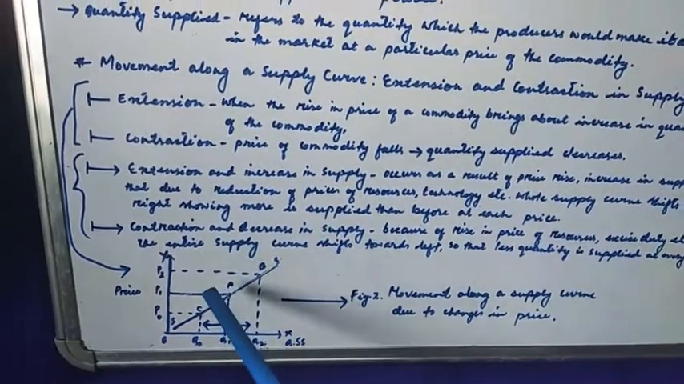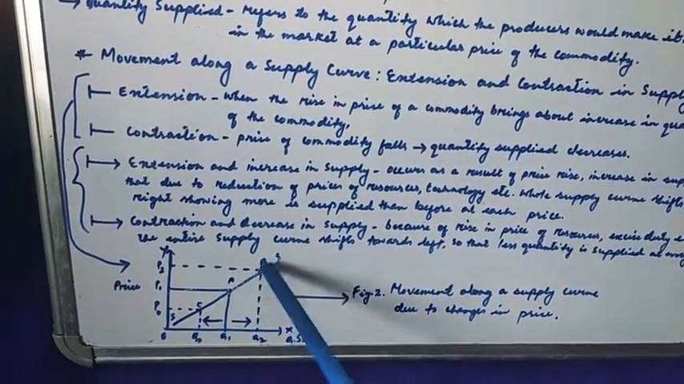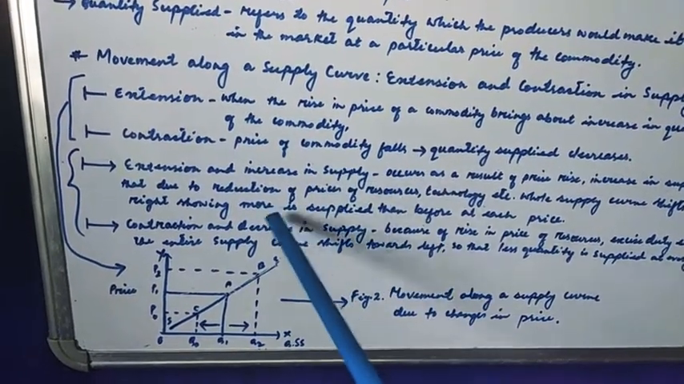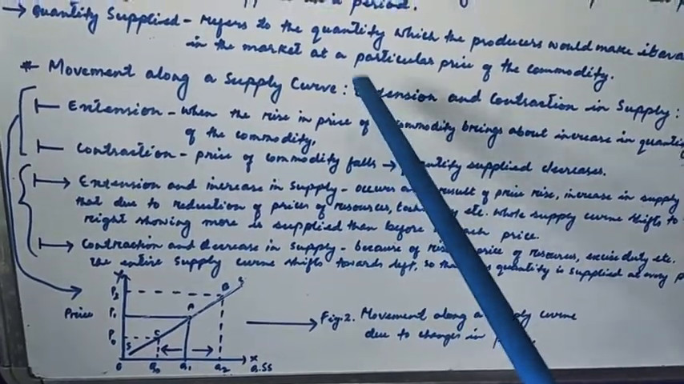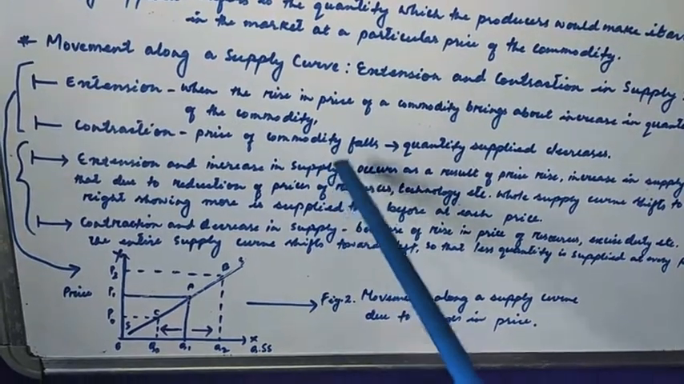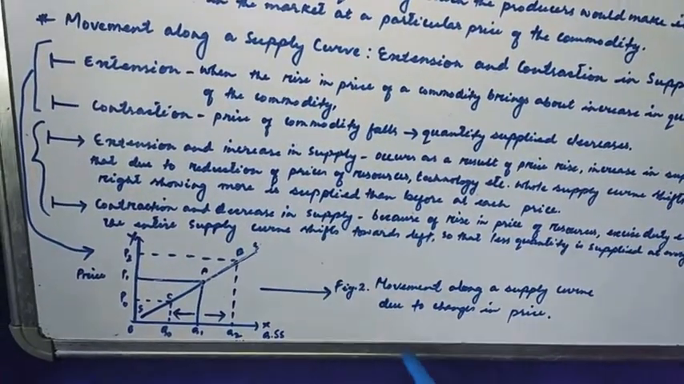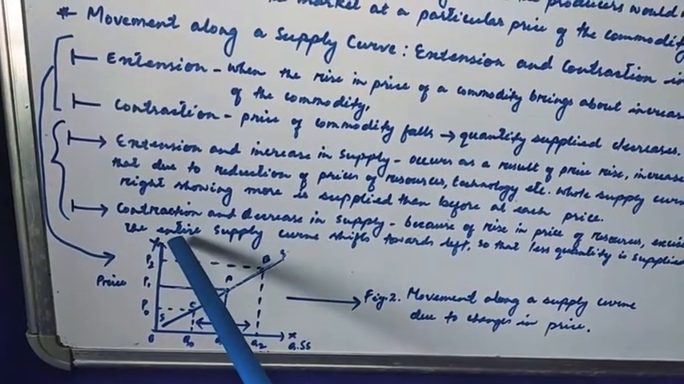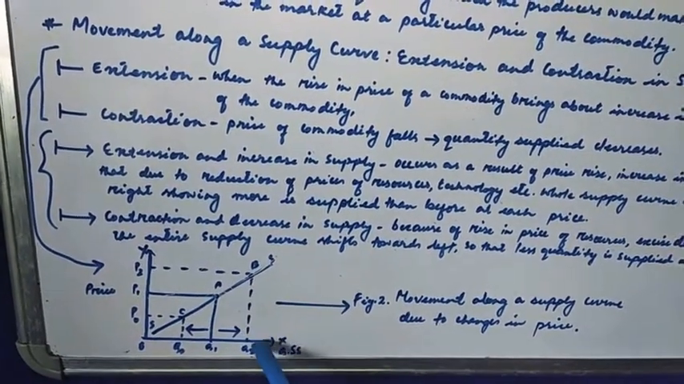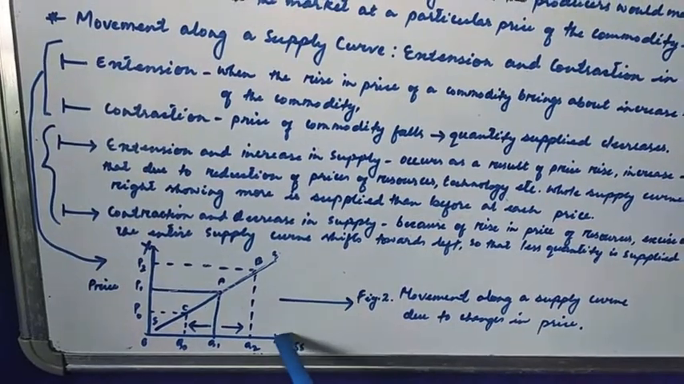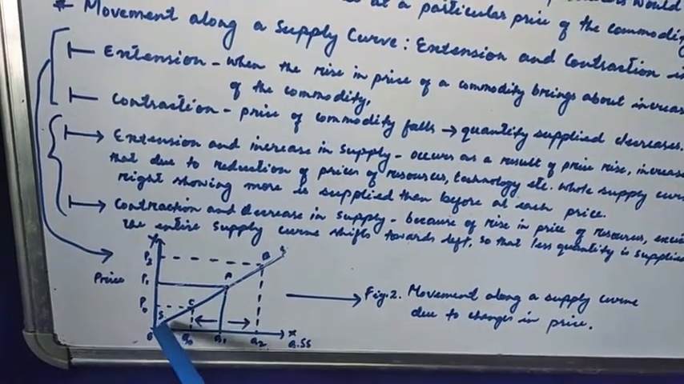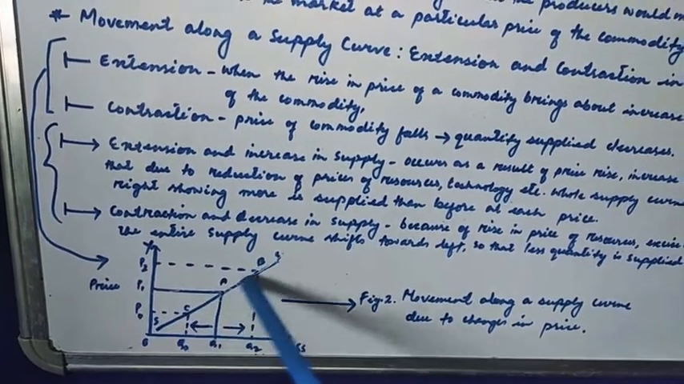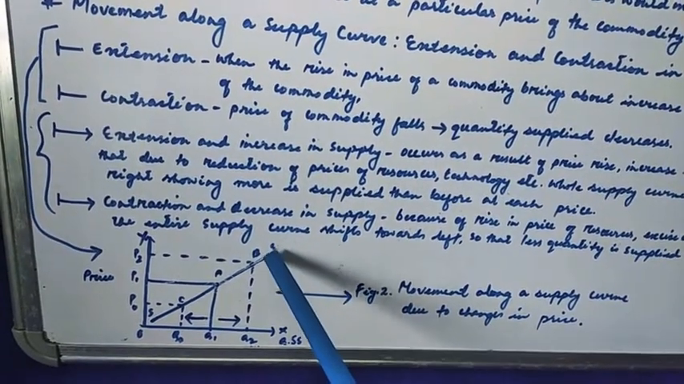So here in this diagram, it is the movement along the supply curve, and we shall discuss increase in supply and decrease in supply, that is shifting of the supply curve, in detail with the diagrammatical representation. But here in this movement along the supply curve, we are measuring quantity supplied on the x-axis, and on the y-axis we are measuring price, and SS is the supply curve.